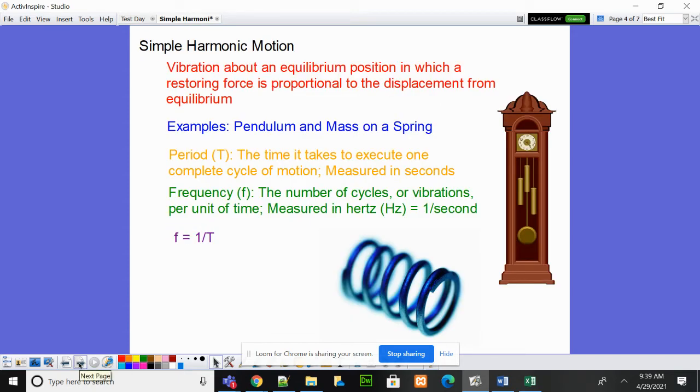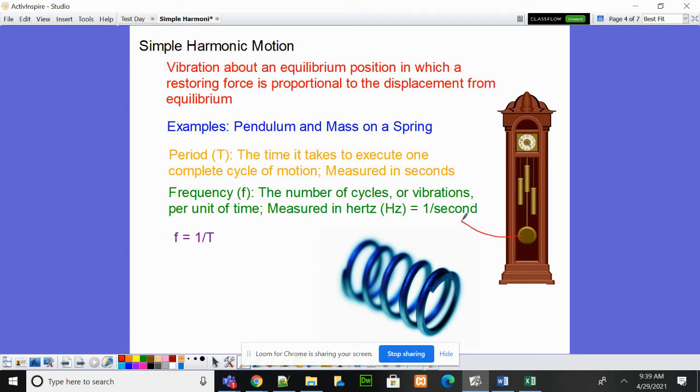So now, when we're talking about waves, the first thing we're really going to do is look at simple harmonic motion. We're going to do so with a lab. So simple harmonic motion is a vibration about an equilibrium position in which a restoring force is proportional to the displacement from equilibrium. So if you're thinking about a pendulum, which we've got a picture of up here on this clock, okay, I'm going to make this pendulum swing farther than it could.